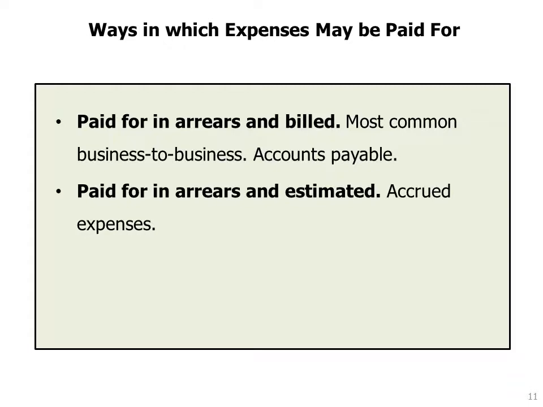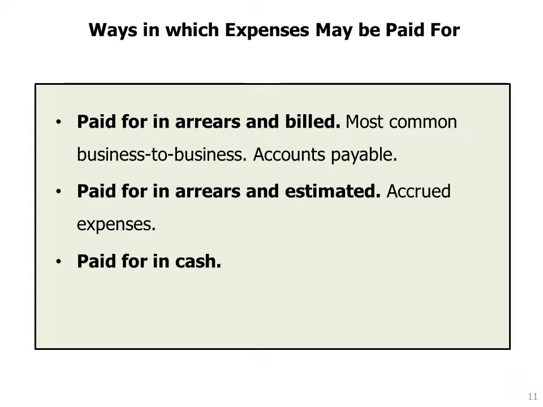Then we have expenses paid for in arrears and estimated. Costs which are recognised in one period but will be paid for in a future period and for which the firm has not yet received an invoice are said to be accrued. The company estimates the cost of the services it has consumed, for example, electricity for the head office, and these are taken through the income statement, and the estimated payment outstanding is recorded under accruals or accrued expenses.